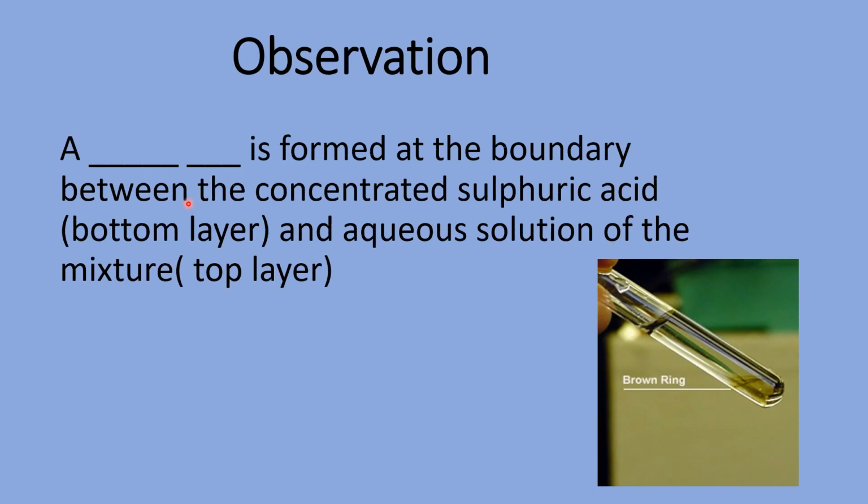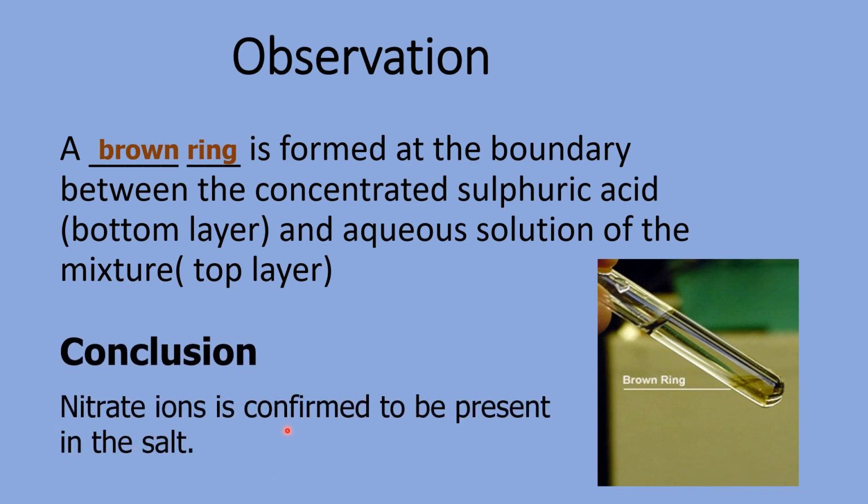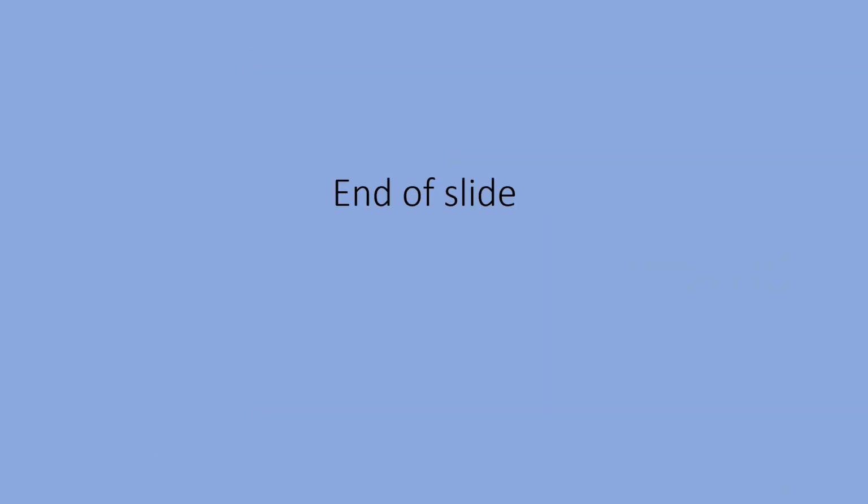Observation. A brown ring is formed at the boundary between the concentrated sulfuric acid, which is the bottom layer, and the aqueous solution mixture of everything in the top layer. So the brown ring is something like that. Conclusion: nitrate ion is confirmed to be present in the salt. End of slide.